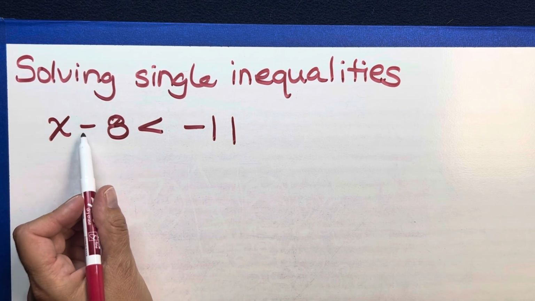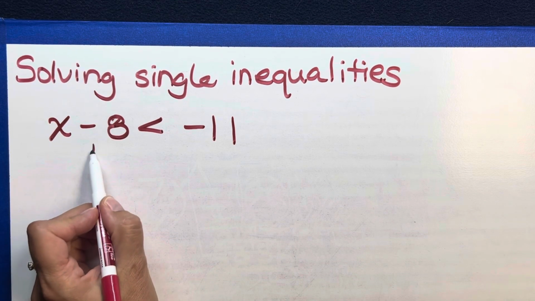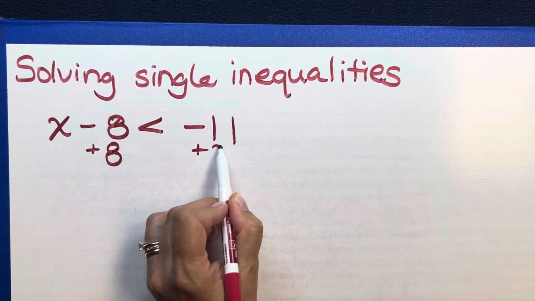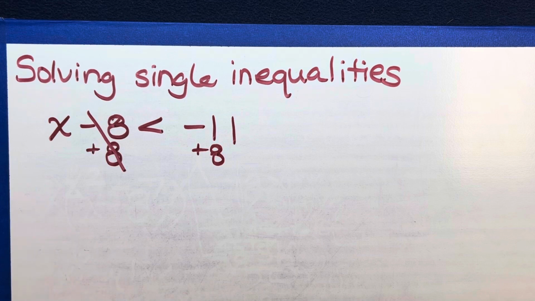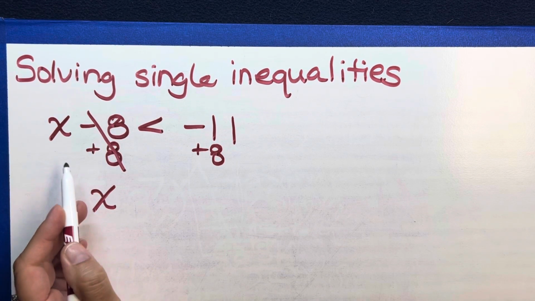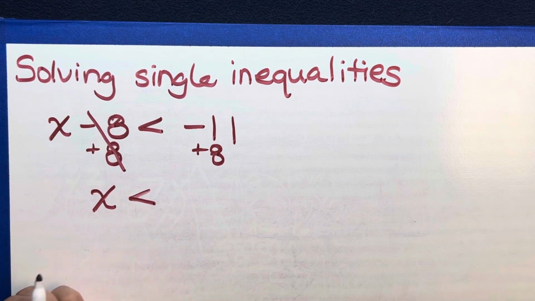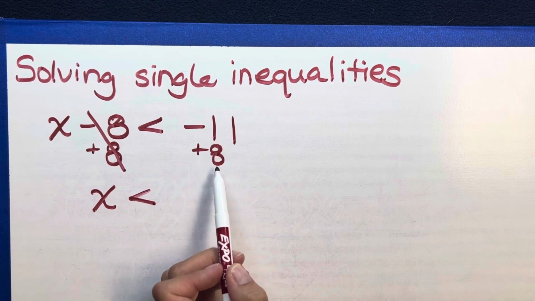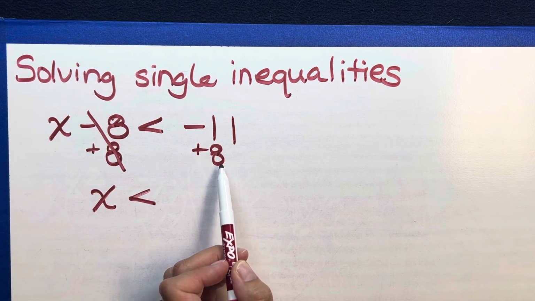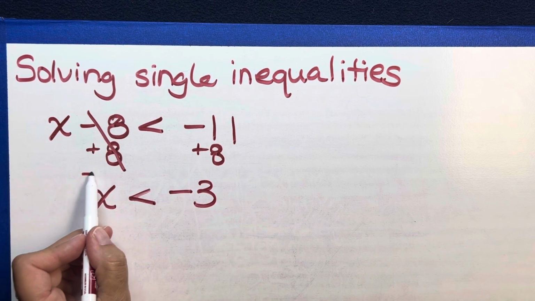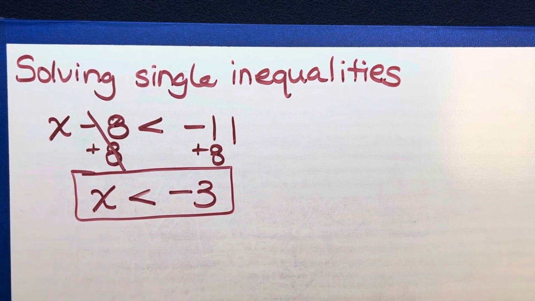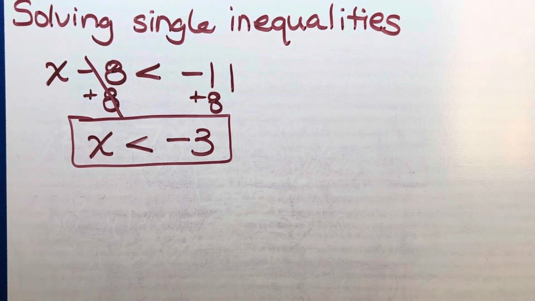I'm going to try to isolate the x, and that means that on both sides, I'm going to add an 8 to get these terms to cancel out. So I keep my x, I keep my less than symbol, and I add together negative 11 and positive 8, so I get negative 3. So if we're just solving an inequality, it looks like this, and that means x is less than negative 3.